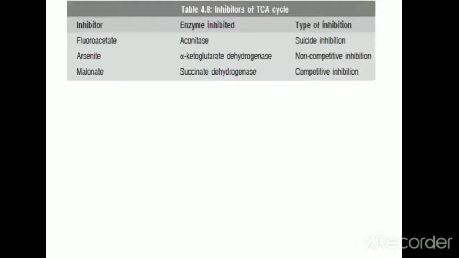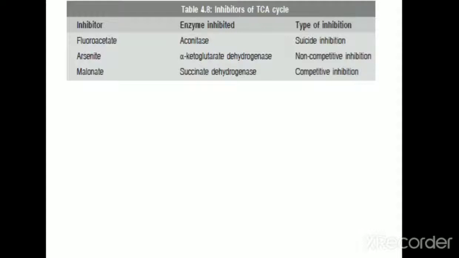And another important question related to TCA cycle: what are the inhibitors of TCA cycle? So just try to learn at least 2 examples. What is the inhibitory molecule, which enzyme is inhibited, and what is the type of inhibition? So fluoroacetate inhibits aconitase enzyme of the TCA cycle. It is a type of suicidal inhibition. And the second inhibitor is arsenate, which inhibits alpha ketoglutarate dehydrogenase. It is a type of non-competitive inhibition.